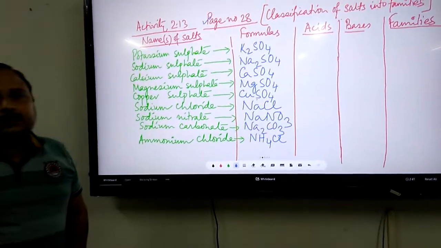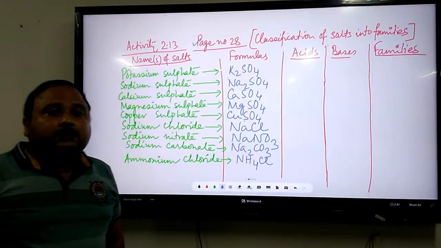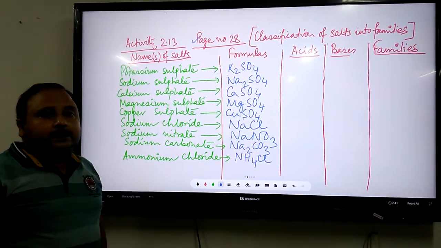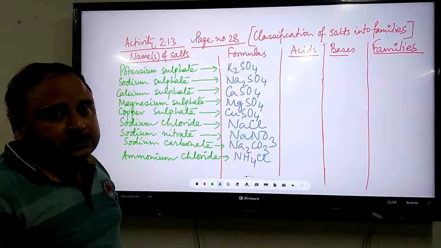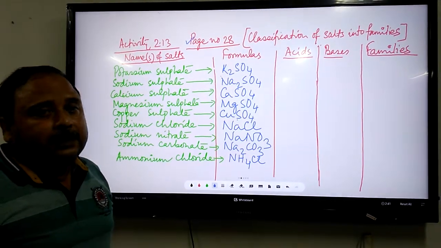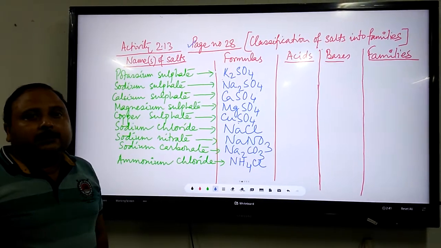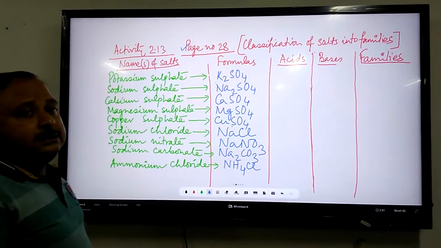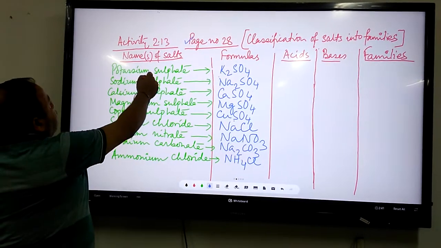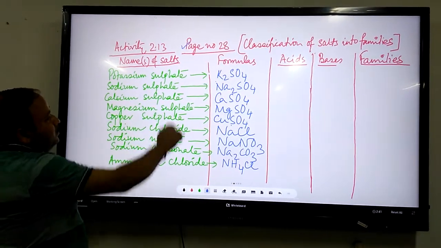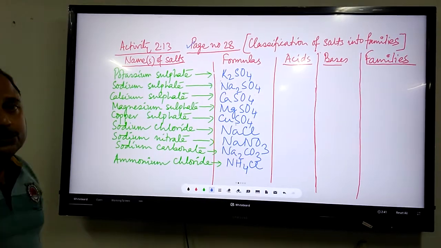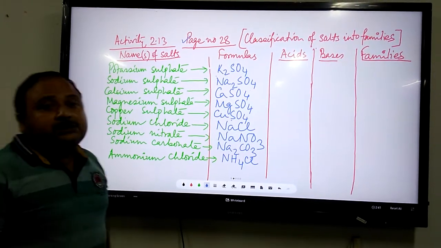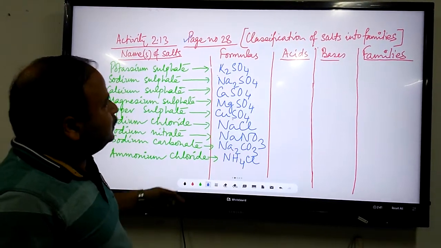The aim of this activity is to write down the formulas of some of the salts given there in that activity. You need to identify the acids and bases which have combined to form the salts, and also to classify these salts into different families. Let us start. I have already written the names of the salts and their formulas. You can also write down these formulas very easily. Now we need to decide the acids and bases which have combined together to form the salt.